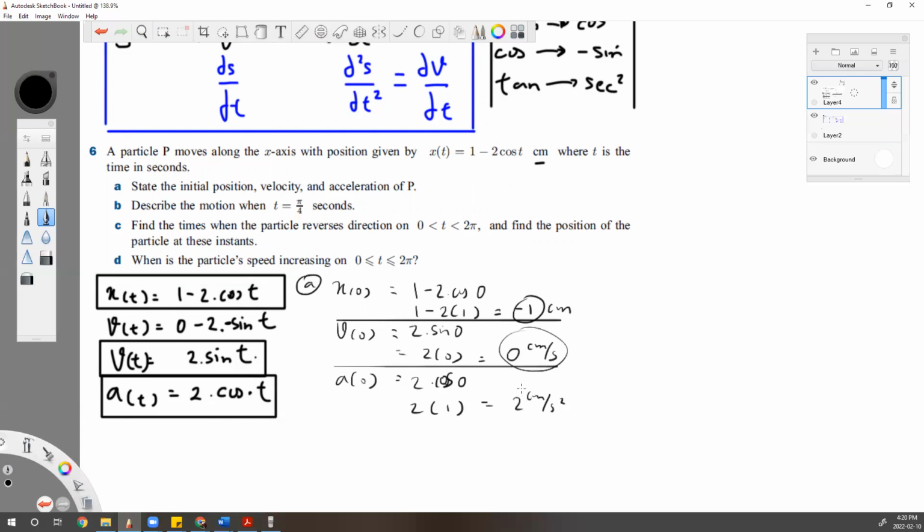Put the right unit. So don't get confused by, okay, I think I need to put meter over second. No, the unit is clear enough. Okay, that's for question A. Describe the motion when t equals pi over 4.